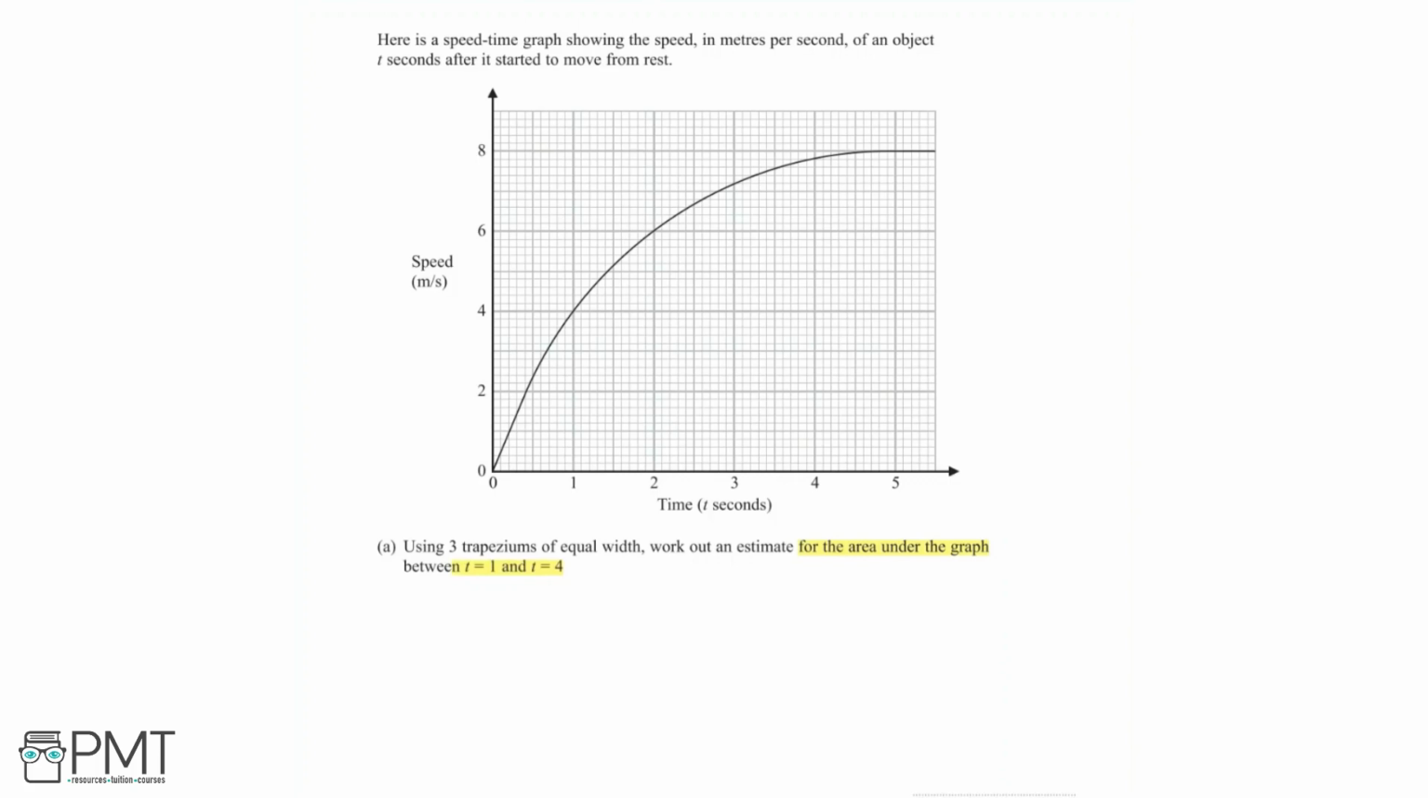Well, let's start by finding the points in which we're going to be finding the area. T equals 1 is over here where the purple line is, and t equals 4 is right here. And so we're going to be finding the area enclosed between the 2 purple lines. Now we need to use 3 trapeziums of equal width, and so you can see that we can split our area into 3 different trapeziums. And so let's label this trapezium 1, trapezium 2, and trapezium 3.